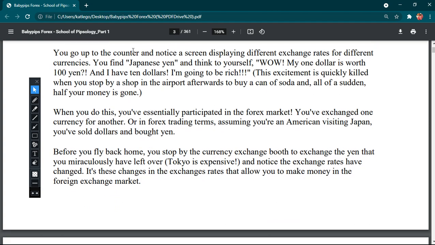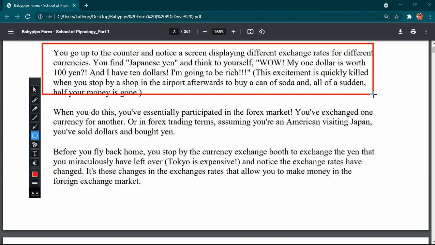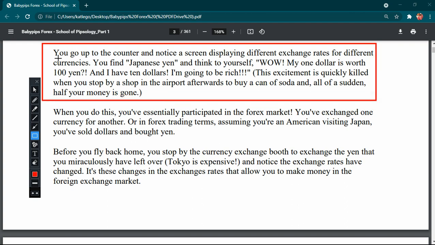So they further explain it. Let's highlight it so you know where we are currently reading from. They say, remember the currency exchange booth. You go up to the counter and notice a screen displaying different exchange rates for different currencies.